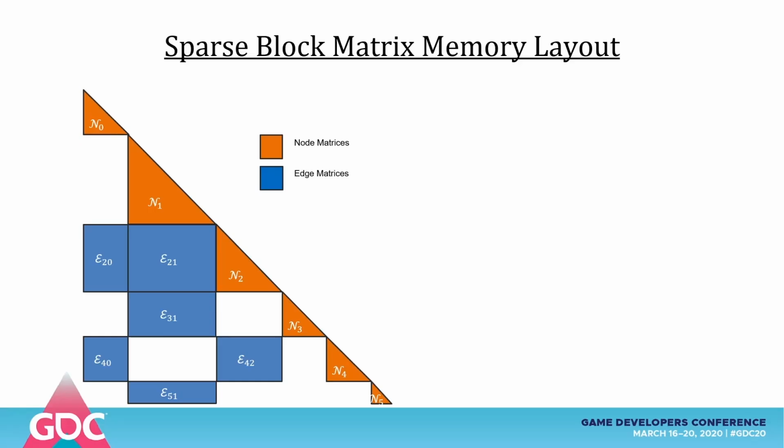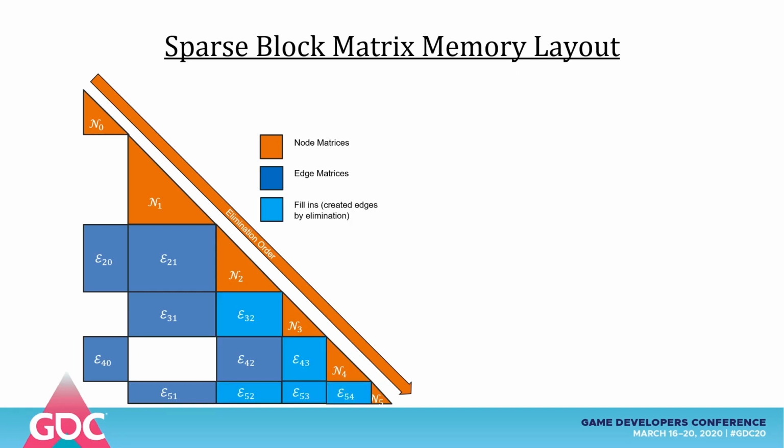With a graph elimination in hand, let's go back to our sparse matrix. Since it is symmetric, we only store the blocks on and below the diagonal. The node matrices on the diagonal are in the pivot sequence order, and the edge matrices appear below the diagonal, also in the edge sequence order. The light blue blocks are those that were not present in the original matrix, but were filled in by the elimination. These are initially 0, but will acquire non-zero values during the process of decomposition.